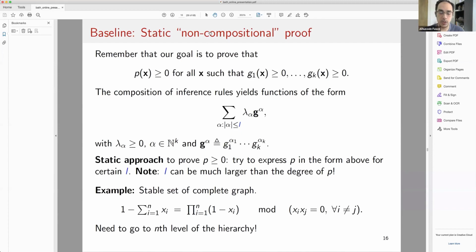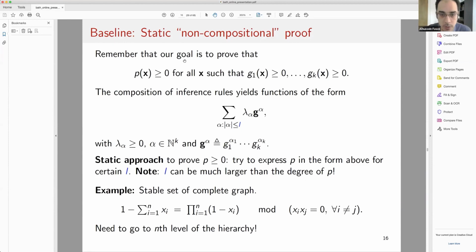Okay, so now the baseline. We have this dynamic proof, which uses machine learning to guide the search space, and we compare this with what's existing in the literature, which is called static or non-compositional proofs. These correspond to unrolling your inference rules for a fixed number of steps and then solving a convex optimization problem to try to find a proof. If you don't find a proof, you go to the next level and so on and so forth.